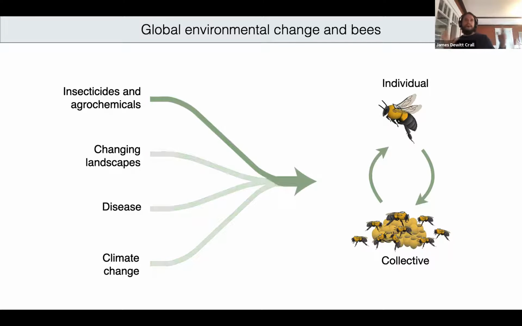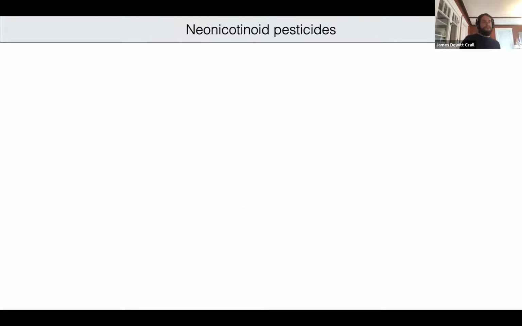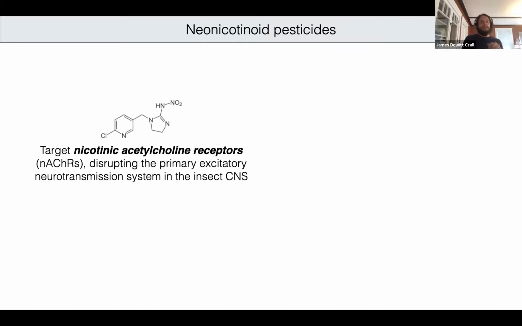So within that big picture of the ways in which we're changing the environment and their impacts on pollinators, what I'm going to focus on today is really the impacts of insecticides. And in particular, I'm going to focus on neonicotinoid pesticides. You are likely familiar with these, but just as a reminder, these are a relatively novel class of insecticides that target nicotinic acetylcholine receptors in the insect central nervous system.